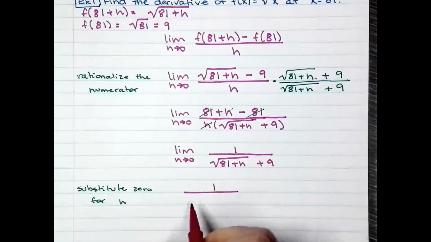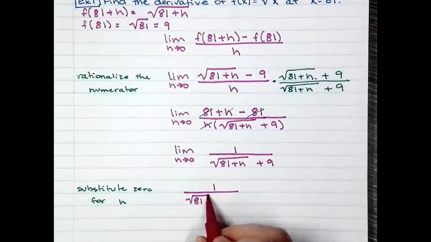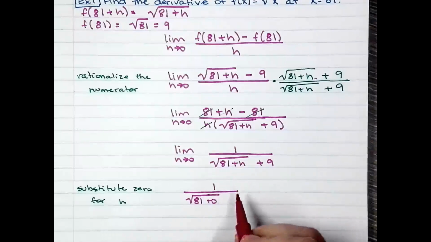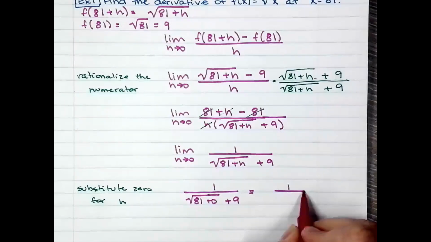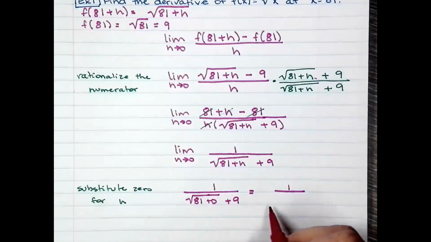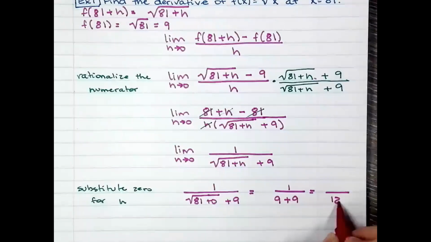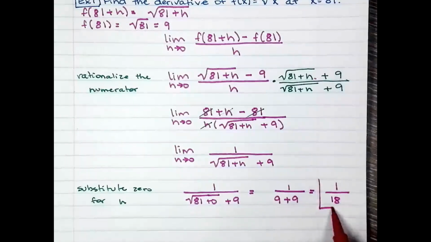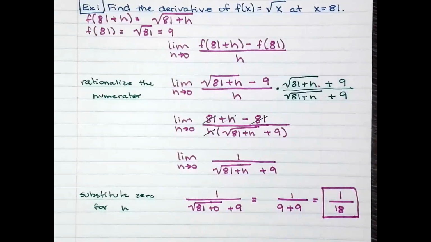So I have 1 over square root of 81 plus 0, plus 9. I'm just going to write it out just because that's your notes, so that way you know where it went. So square root of 81 plus 0 is 9. 9 plus 9 is 18. So that's not bad. We've done this before, but you just need to suffer through it. One more example over this.